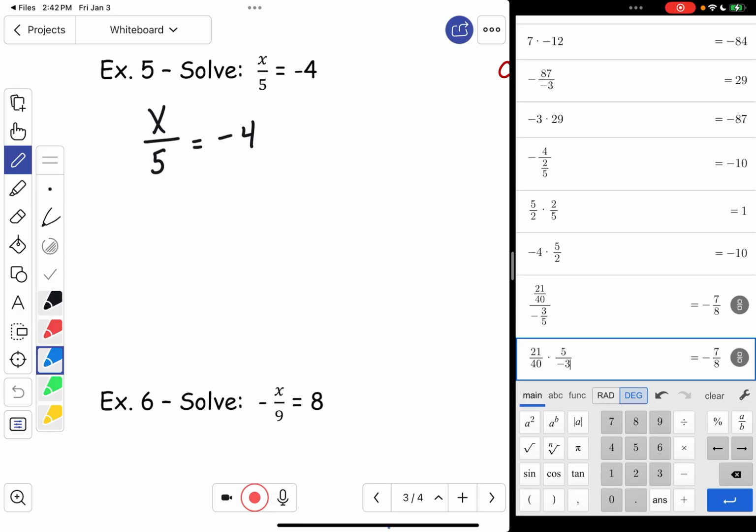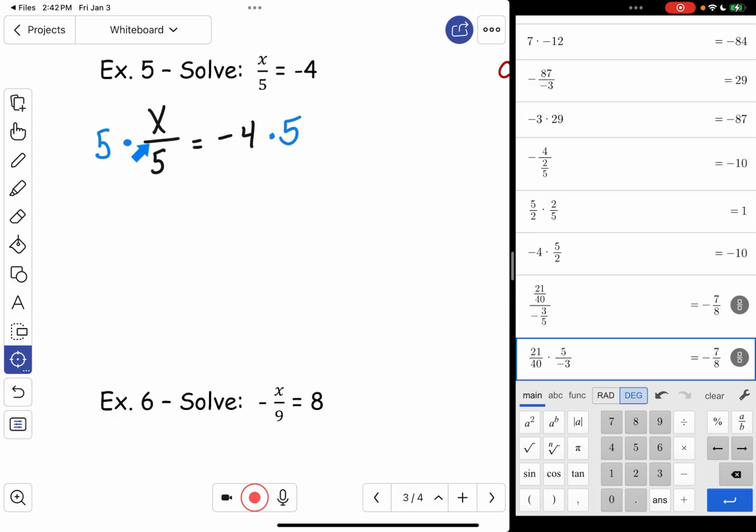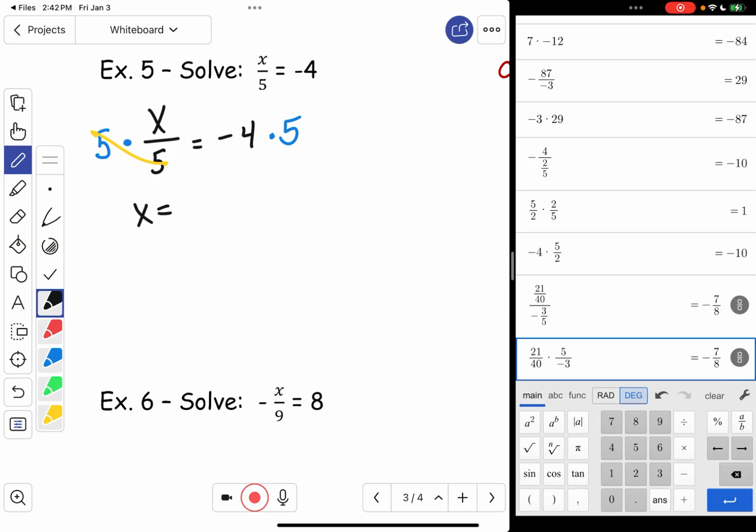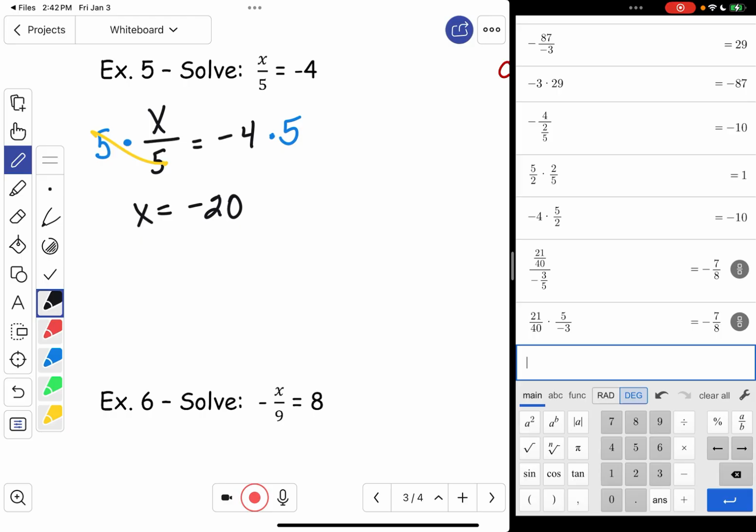Sorry, the inverse of dividing by +5 is multiplying also by +5. We do not change the sign. 5 divided by 5 is equal to 1, those are eliminated. 1 times x is x. And then -4 times 5, -20. Again, don't hesitate to use your calculator if you need help with those negatives.